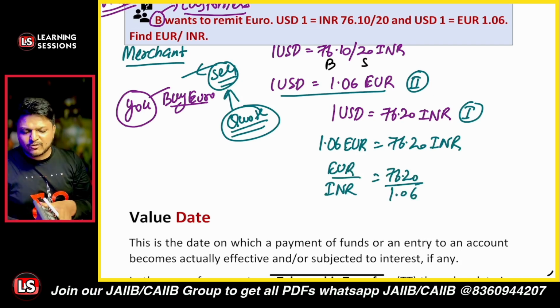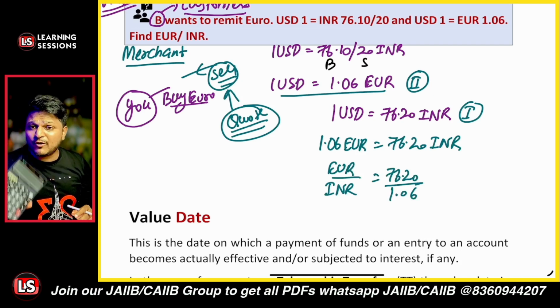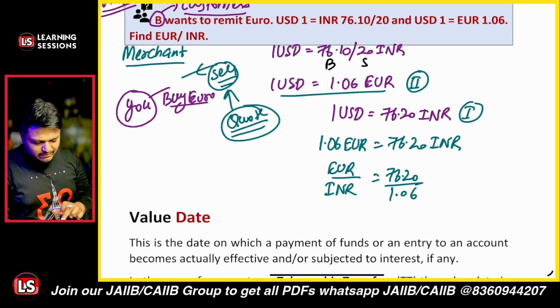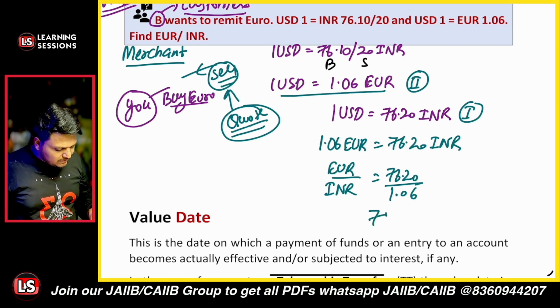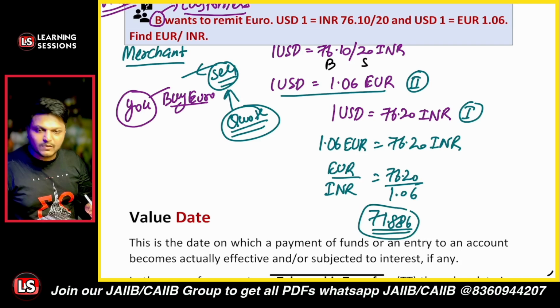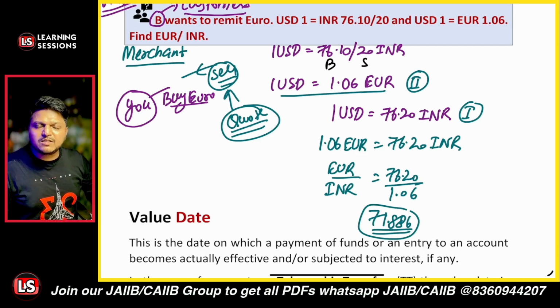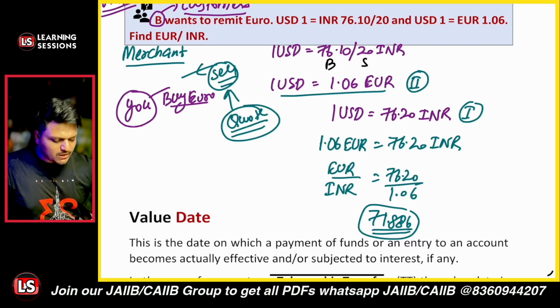Now a simple calculator is allowed in the exam. Do not forget to take this calculator along with you, right? So it is 76.2 divided by 1.06, that is 71.886. Okay, is this particular thing clear to you? Kindly please do let me know at the earliest.